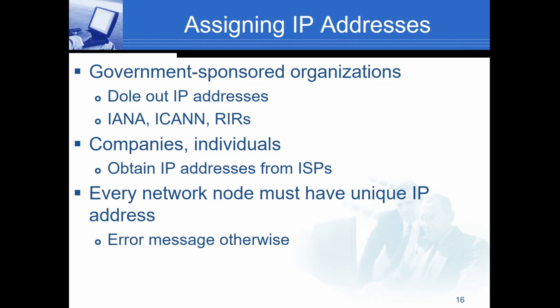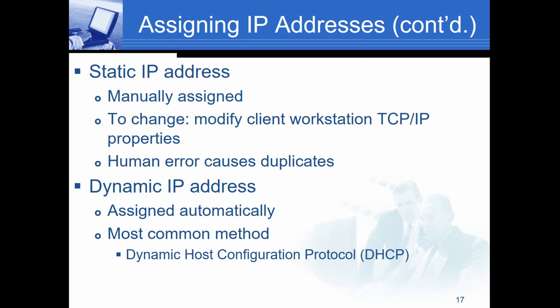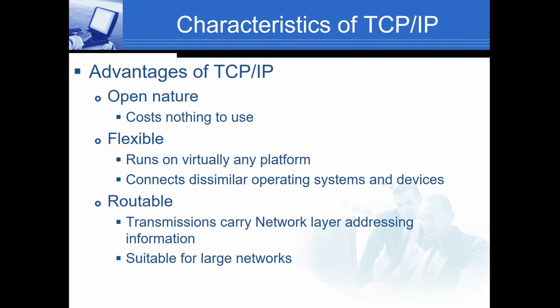But all your private IP addresses are going to go out on a public IP address. Every network node must have a unique IP address. If you don't, you're going to get an error. That's why it's dangerous to be giving out static IP addresses. They are reserved for servers and for printers that cannot have their IP address changed. If you have 75 workstations, you would have to go to each workstation and manually configure it. And then what happens if you did the same one twice? You get an error.